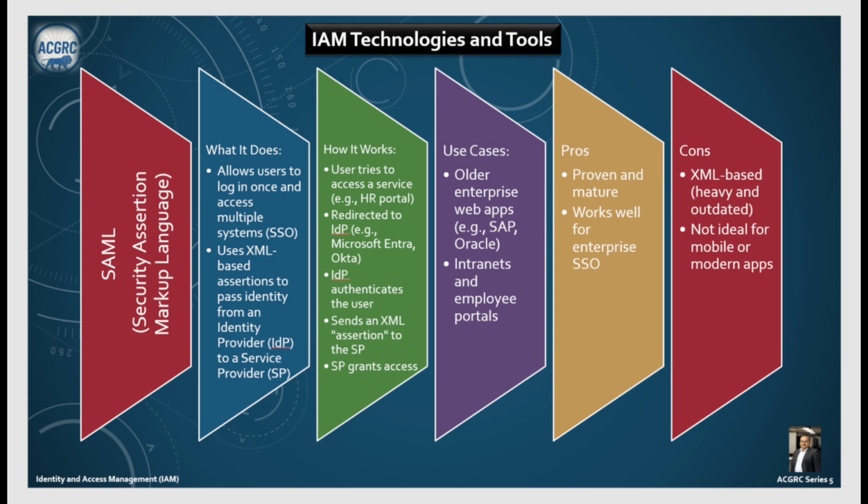It uses tiers. A user tries to access a service. When a user tries to access a service, whether it's an HR portal, it redirects to the identity provider. The identity provider authenticates the user, sends an XML assertion to the service provider, and the service provider grants the access.